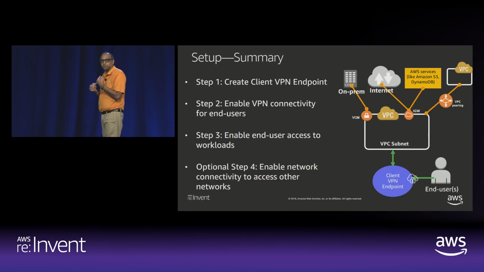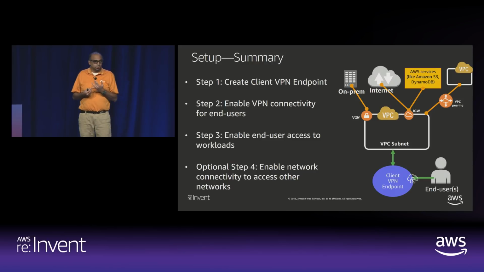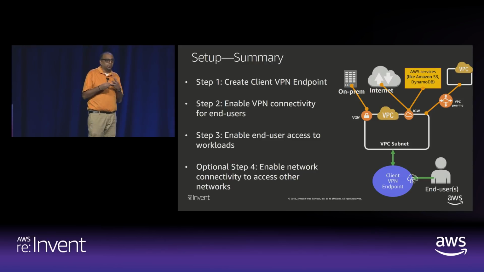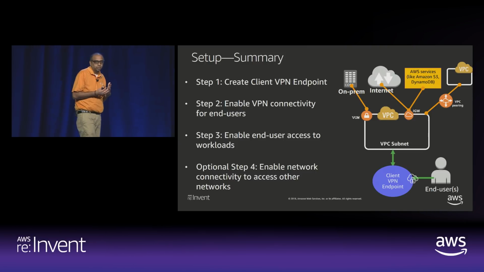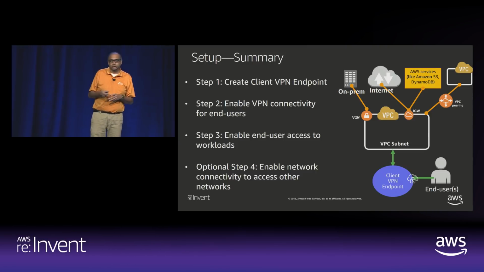You have a 4th optional step. If you want to open this up to more networks, then you add a route for creating the plumbing, and then you add an authorization rule that's going to enable access for that particular network. So these are your 4 steps for actually enabling the service.